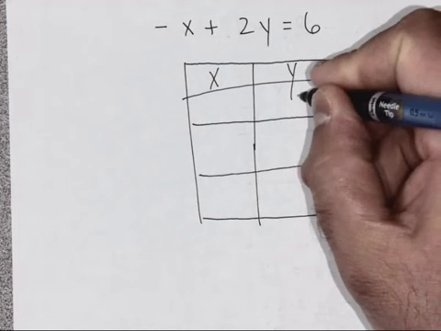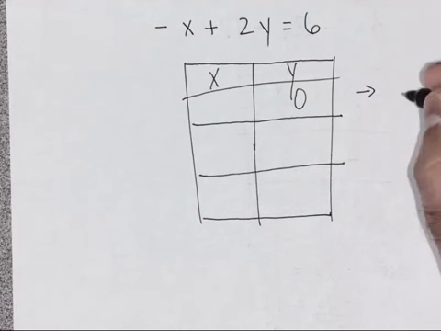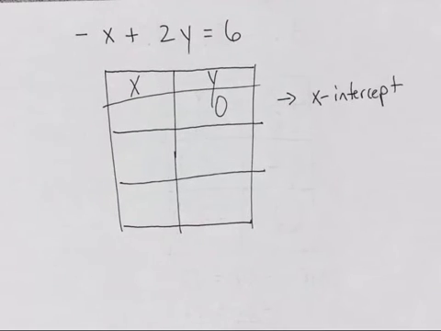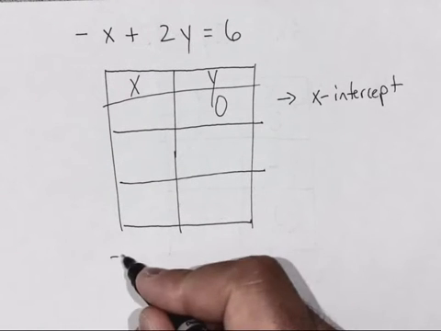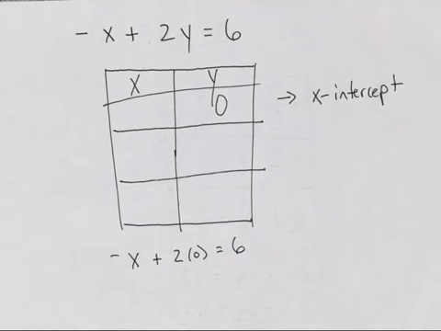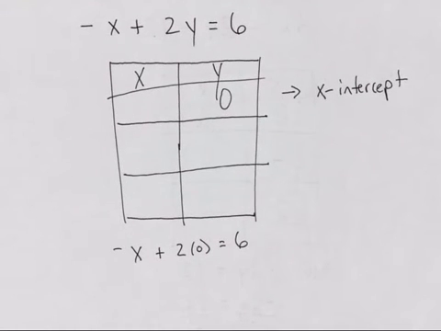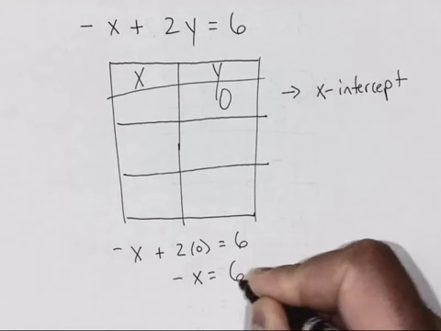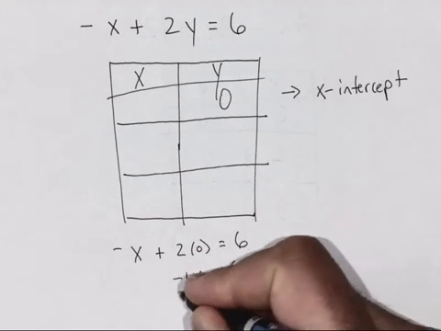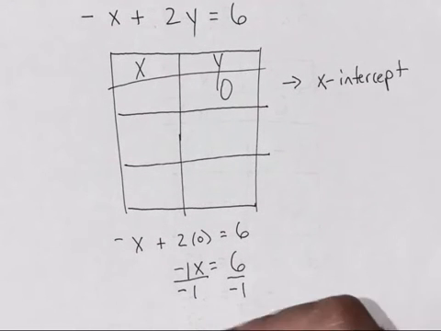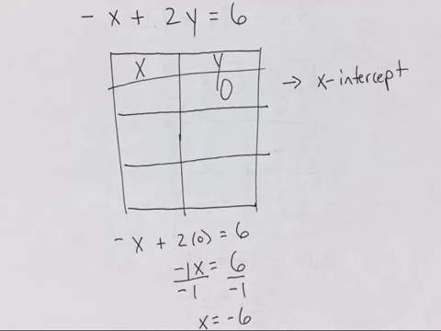So plug 0 in for y, and that's going to give us our x-intercept. Okay. So plug 0 in for y into our equation, solve for x, and that should tell us the point in which our graph crosses the x-axis. So 2 times 0 is, of course, 0. So we get negative x equals 6, and remember there's a negative 1 there. So divide by negative 1 on both sides, and we get x equals negative 6.